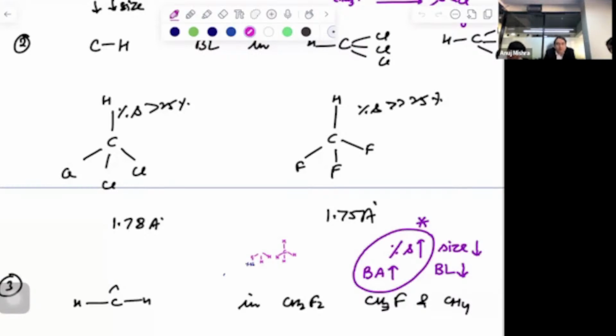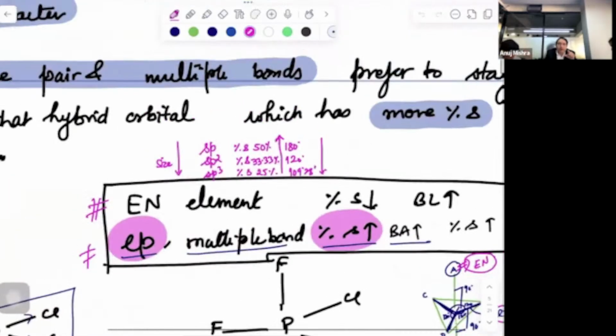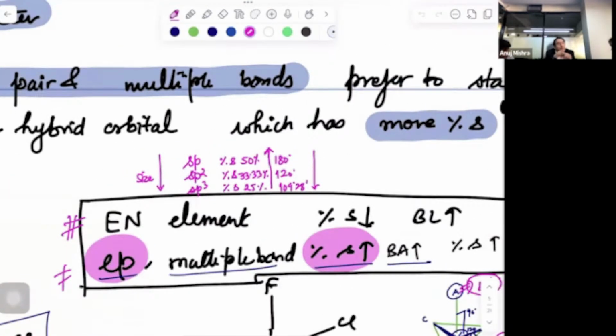So CH4. It doesn't have any electronegative element, so it is 109.28 degrees. Now come to CH2F2, for example. In CH2F2 there are two fluorines. Fluorine side percentage s is lower as per this rule, Bent's rule. So the other side, the CH2 side, will be higher. Higher means higher bond angle. If percentage s is more, bond angle will be higher. Do you understand?